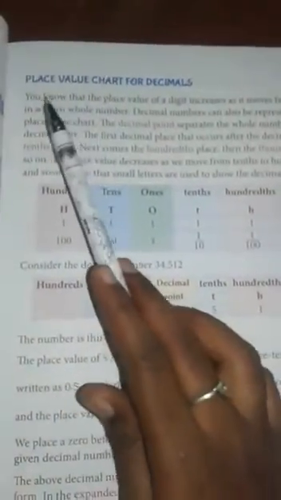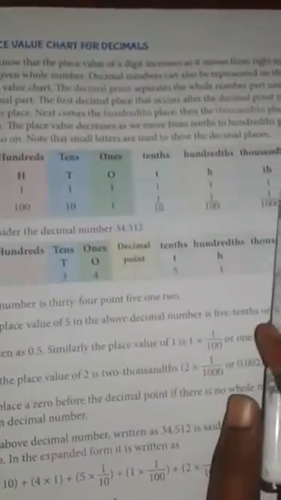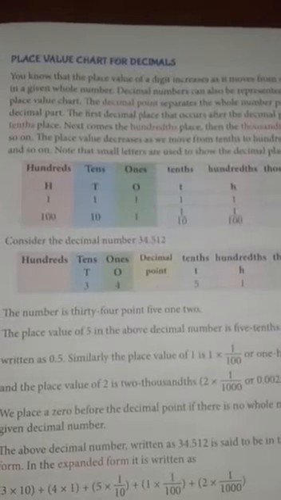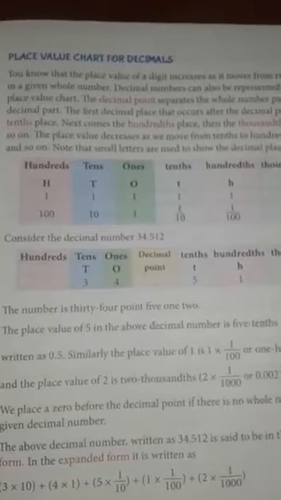So students, today we are going to start our second semester. In second semester, our first chapter is decimals. In this chapter our first concept is place value chart for decimals. Here there is given place value chart for decimals. Let us first read the explanation or the introduction of place value chart for decimals.